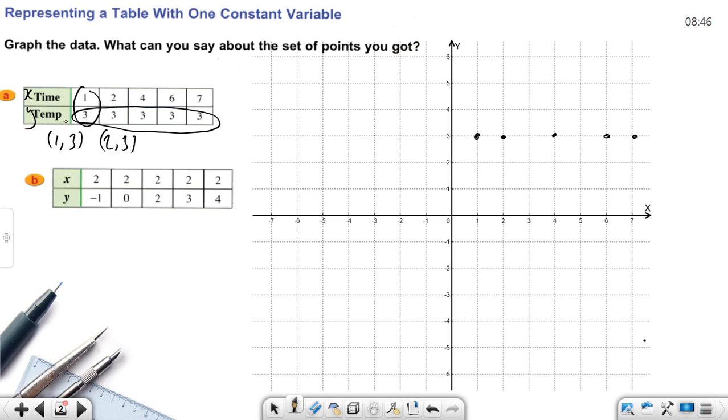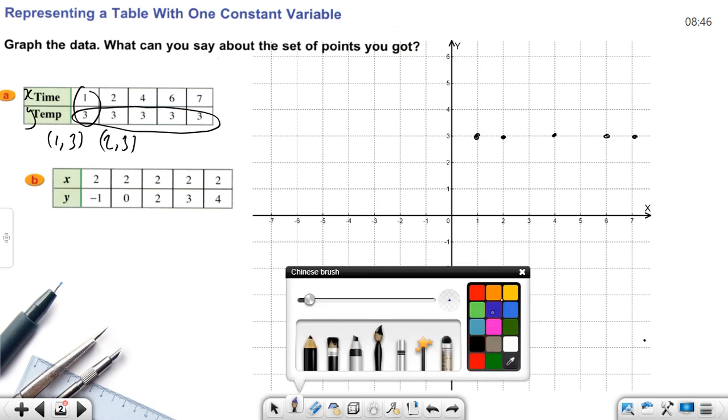As you see, when the y value is constant, we have only 3 as the y value. That makes collinear points on the line y equals 3. When you draw a line, it is going to be parallel to the x-axis. So that's all. Don't forget, time cannot be negative. At the moment, I don't need this side because time cannot be negative.